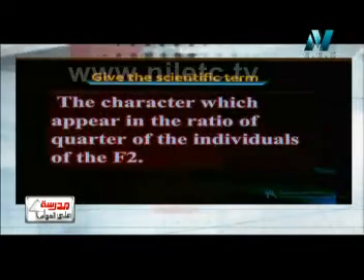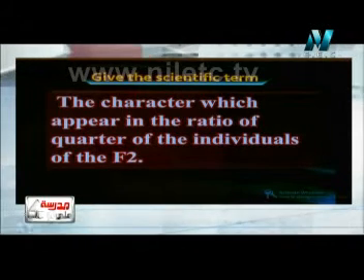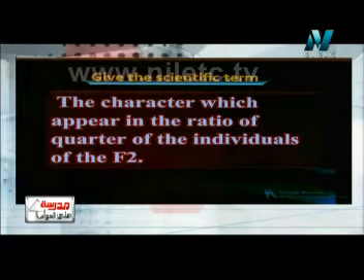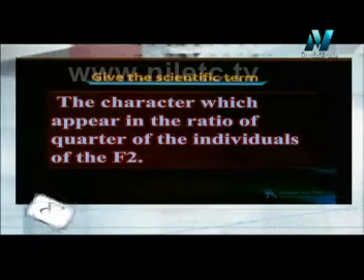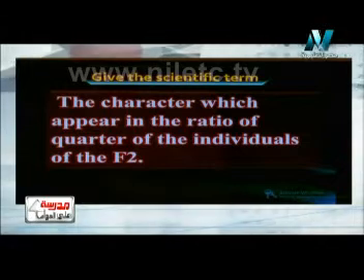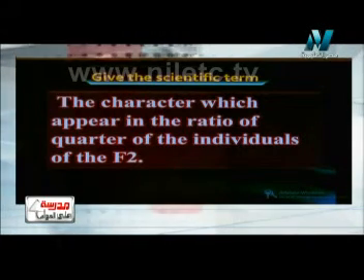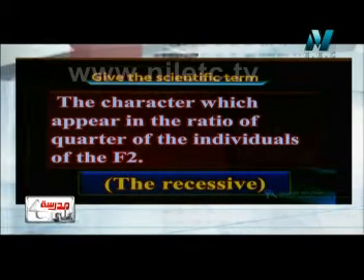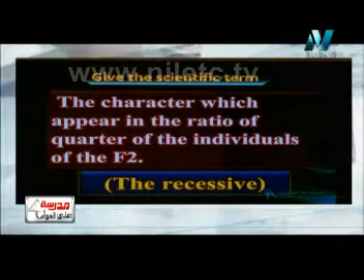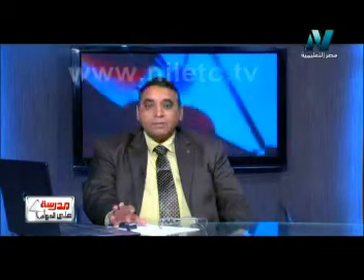The next question: the character which appears in the ratio of a quarter of the individuals of the F2, in the Mendelian cases. This character is the recessive character, because the recessive character does not appear in the F1, but appears in the F2 with the ratio of 25%. Mendel's first law states that when 2 homozygous individuals differing in a pair of allelomorphic characters are crossed, only the dominant character appears in the F1, while both characters appear in the F2 in the ratio of 3 dominant to 1 recessive.